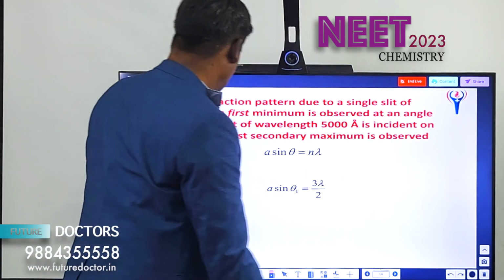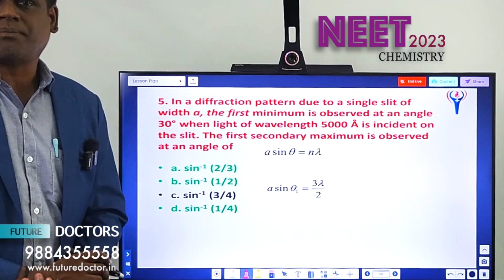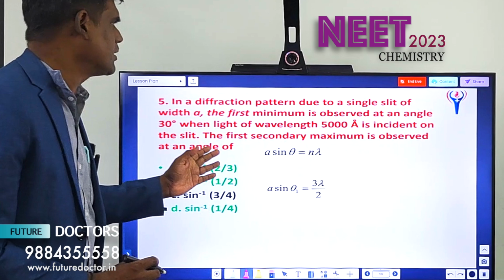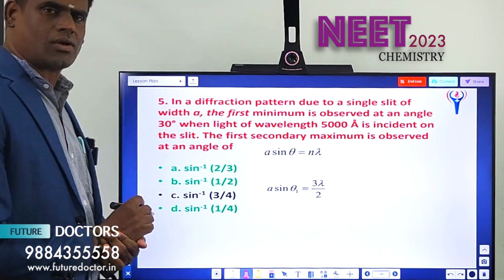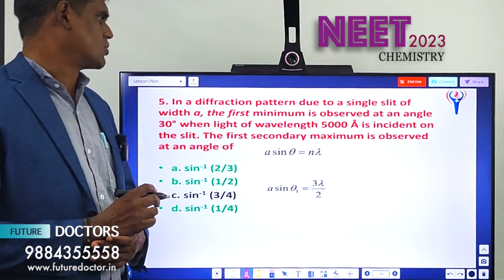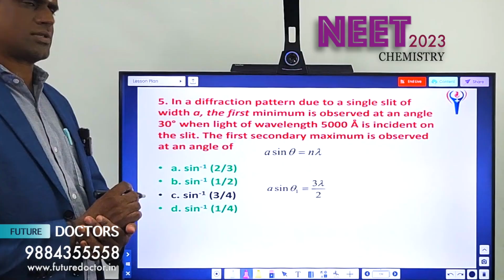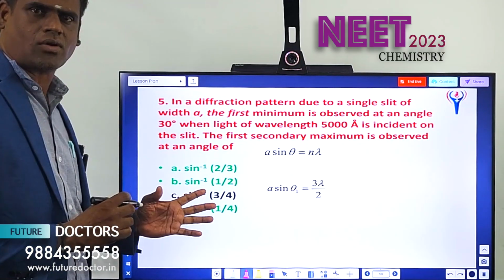Let's move to problem number 5. In a diffraction pattern, due to a single slit of width A, the first minimum is observed at an angle of 30 degree when light of wavelength 5000 Armstrong is incident on the slit. The first secondary maximum is observed at an angle of dash.